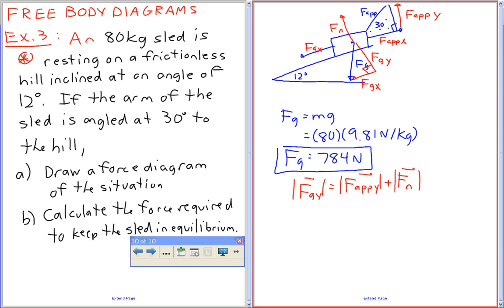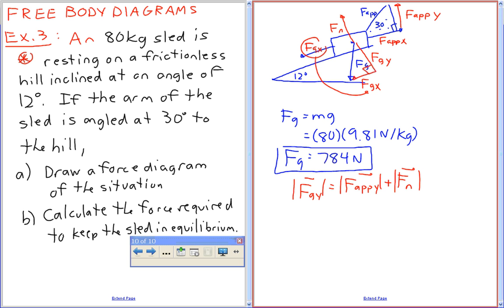Are there two FGXs? No, this is the same thing. This is equivalent. Good question. That and that are the same thing, those mean the same thing, because that's the only force that's working down that way. So the question is, what are we solving for?